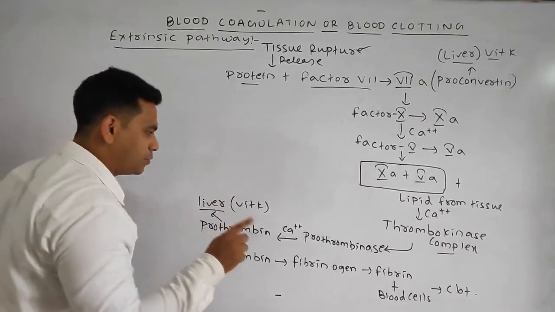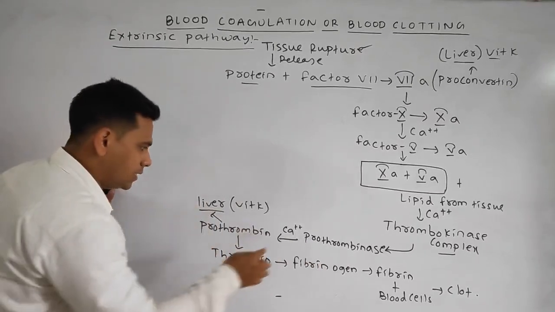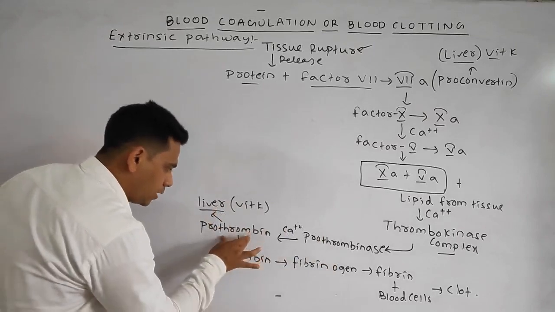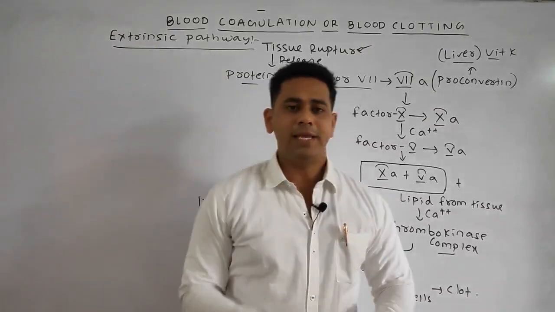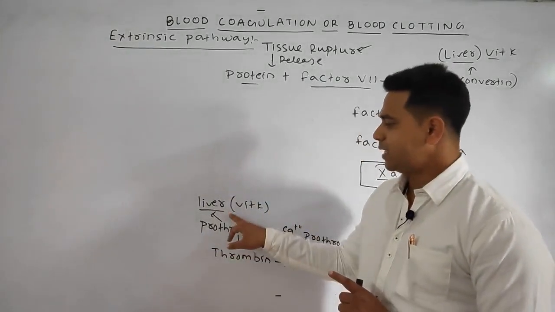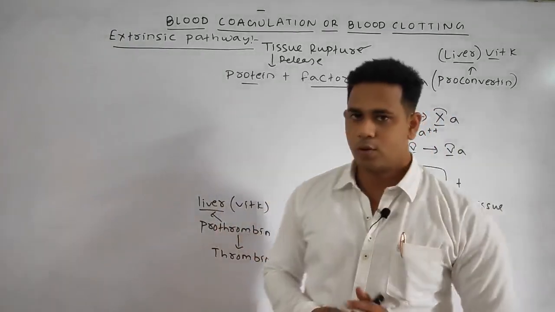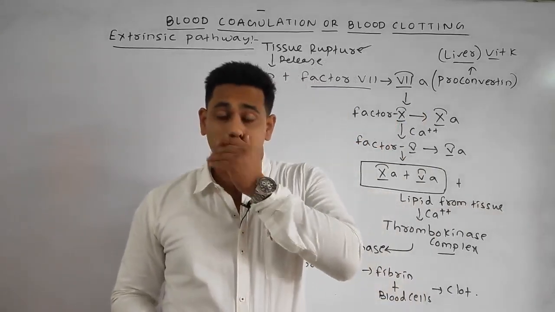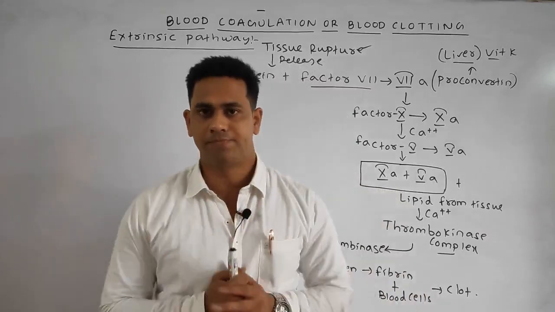Just correct one thing: I told you that prothrombinase helps in the synthesis of prothrombin. Correct this: the function of the prothrombinase is only to convert the prothrombin into thrombin, and it also helps in inactivating the heparin. Where does the formation of the prothrombin take place? In the liver, in the presence of vitamin K. Okay, students. So, students, today we have discussed completely the blood clotting and blood coagulation.